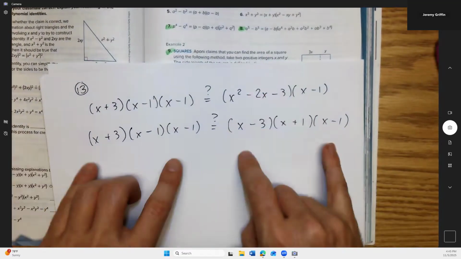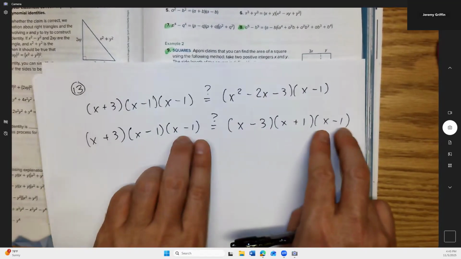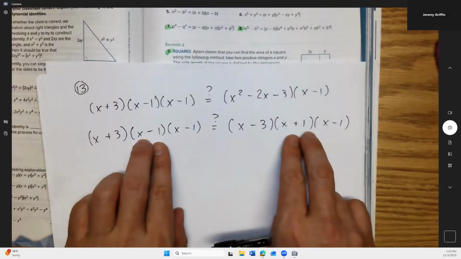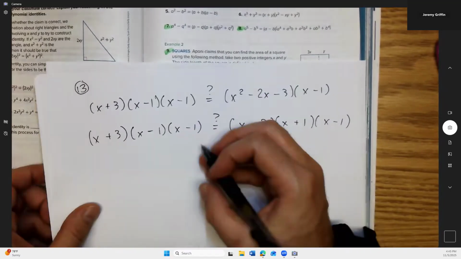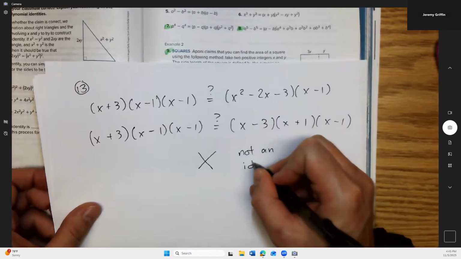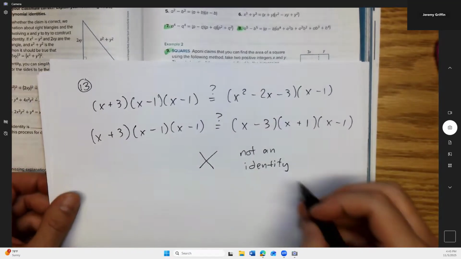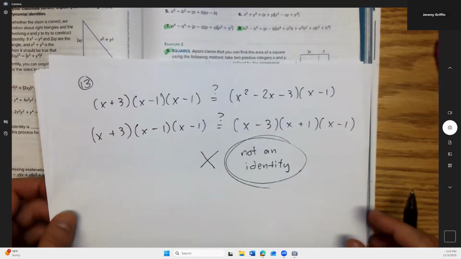So is the left side equal to the right side? No, it doesn't work. So the x minus 1 is the problem place. That's okay, but this doesn't look like this, and this doesn't look like this. So say not an identity. That one failed. So 13 did not work.